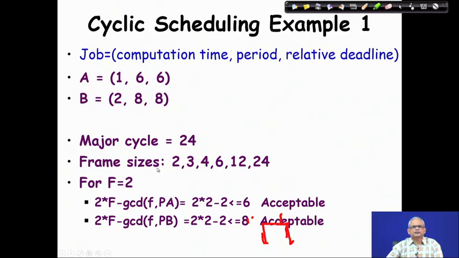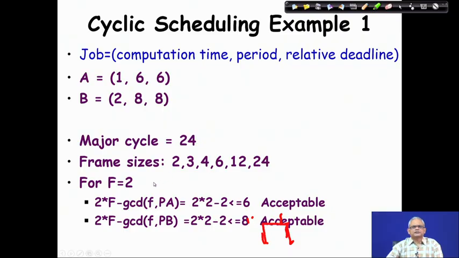Why not 1? We have not written 1 here, because the size of the task B is 2 and every frame size must be greater than or equal to the largest task size, and therefore, 1 we have not considered. Consider 2, 3, 4, 6, 12, 24. Now, let us see, start with the smallest frame size and see if that becomes possible to satisfy the other conditions.